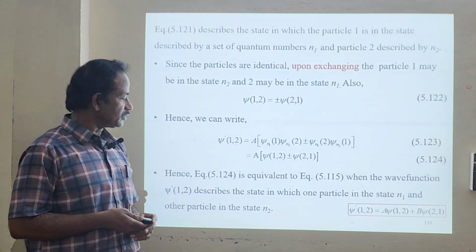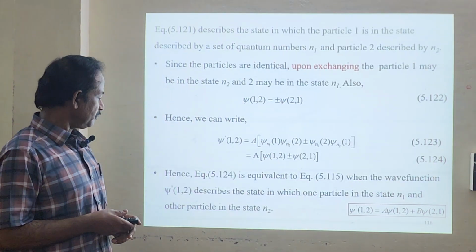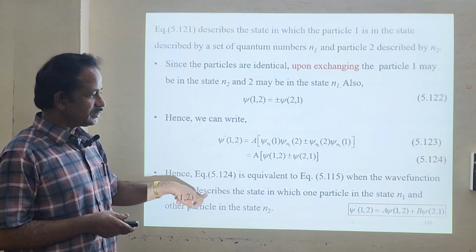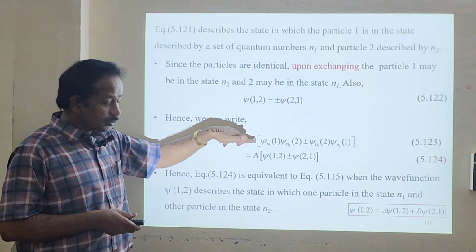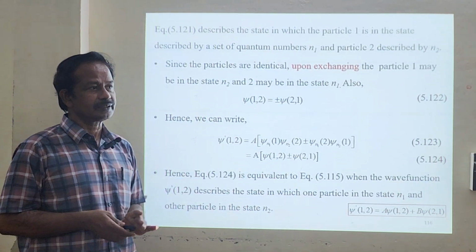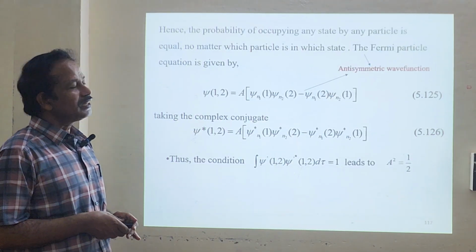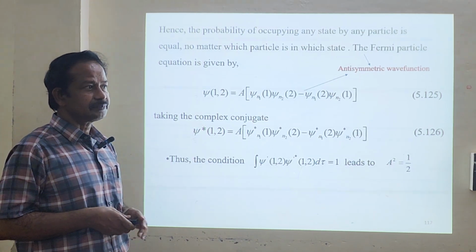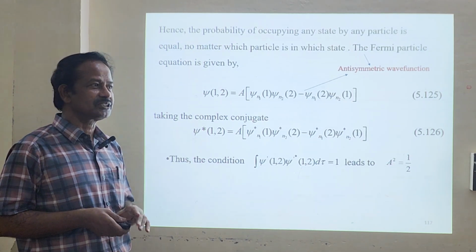Okay. So hence equation 5.124 is equivalent to 5.115 when the wave function psi'(1,2) describes the state in which one particle is in the state n1 and the other particle is in the state n2. So this is with quantum numbers, that one is without quantum numbers, both are equivalent. Now of course we can construct, plus stands for symmetric, minus stands for antisymmetric. But we are more concerned with the antisymmetric wave function because of Pauli's exclusion principle.